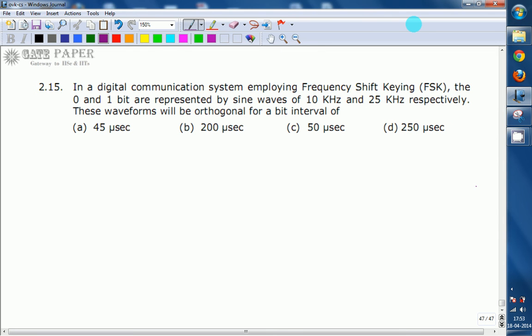Okay, this is a question from the communication systems subject. It was given in the previous GATE paper, GATE 2000. The topic is related to digital carrier modulation techniques. Now we'll look into the question.